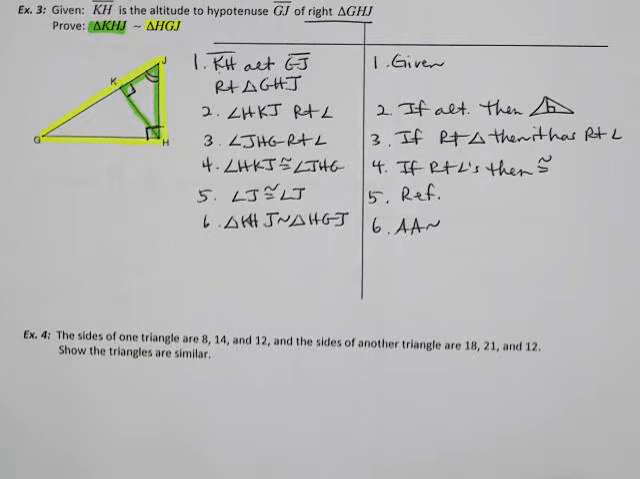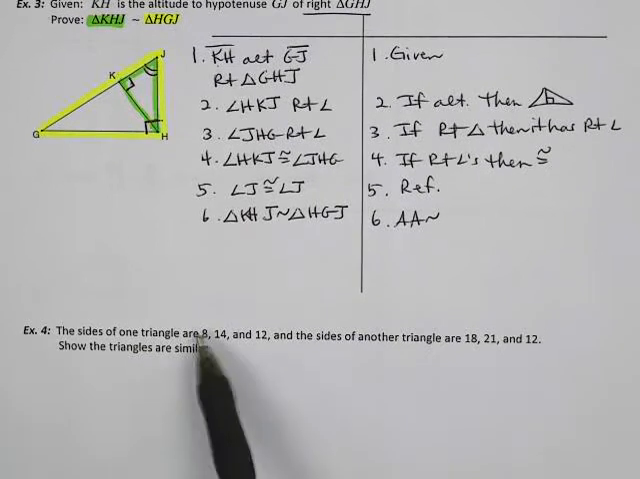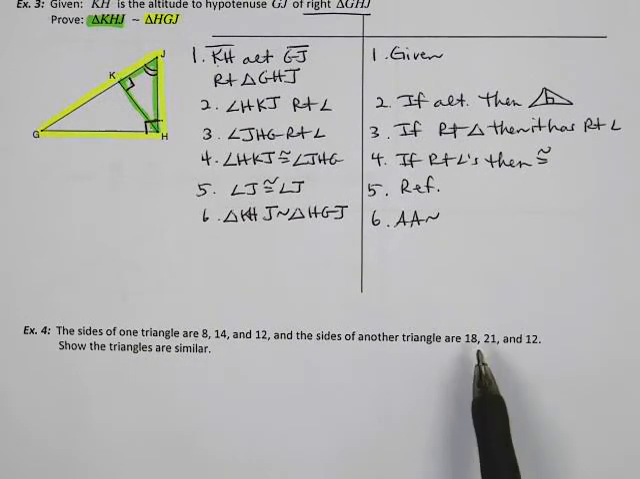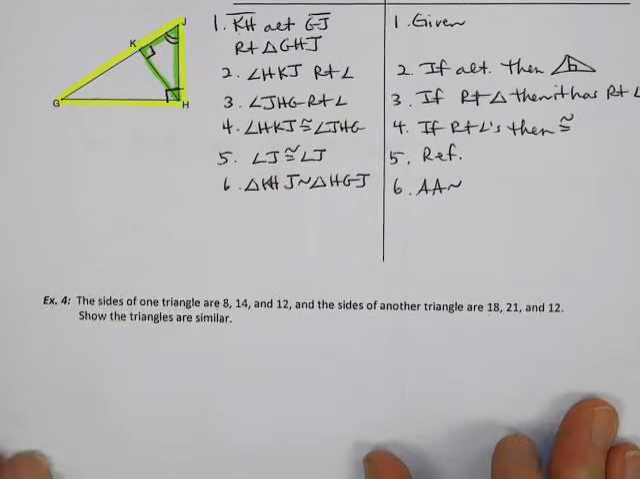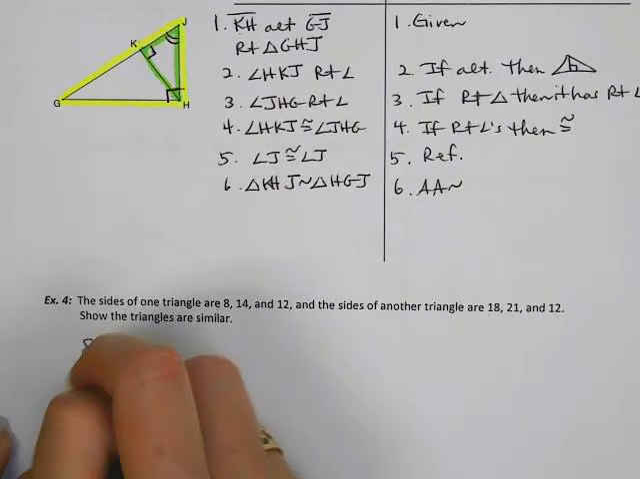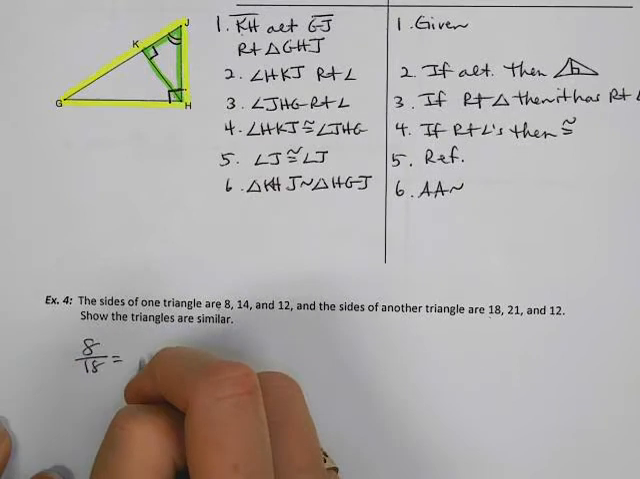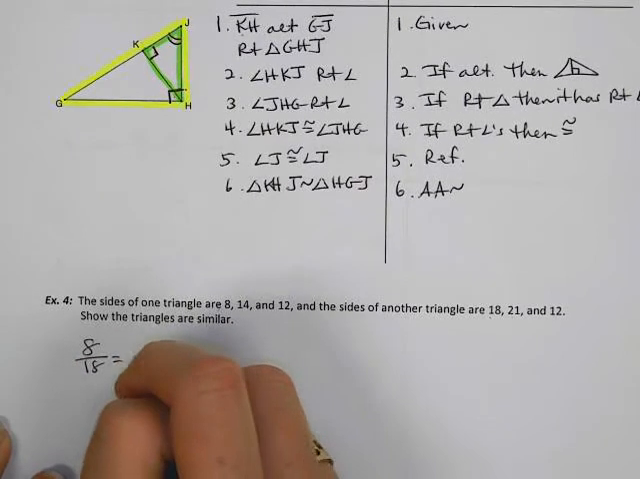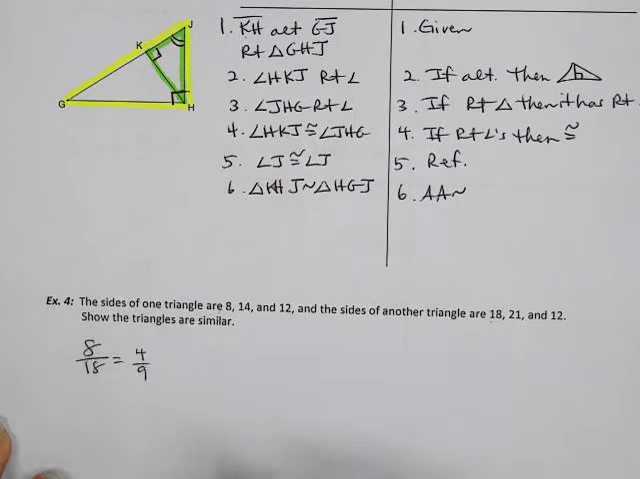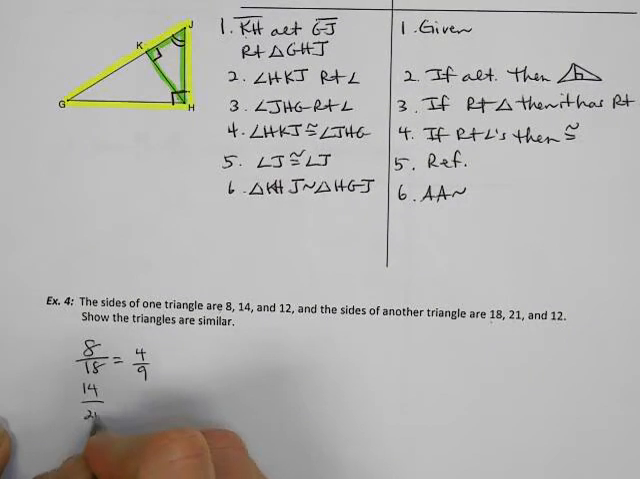All right, down below here it says the sides of one triangle are 8, 14, and 12. The sides of another are 18, 21, and 12. Show the triangles are similar. So here's what students tend to do. They say, okay, 8 is to 18. That's what 4 is to 9. And then they say, oh, 14 is to 21.